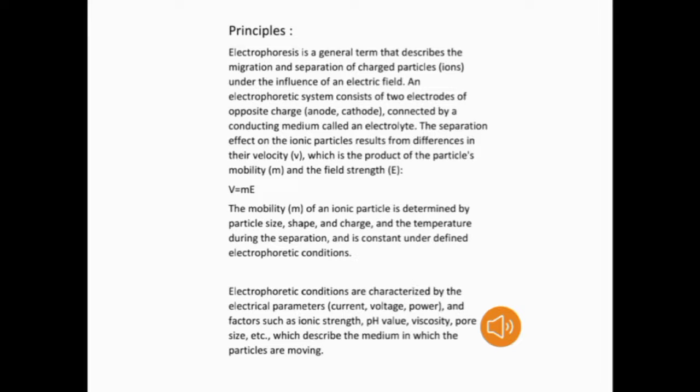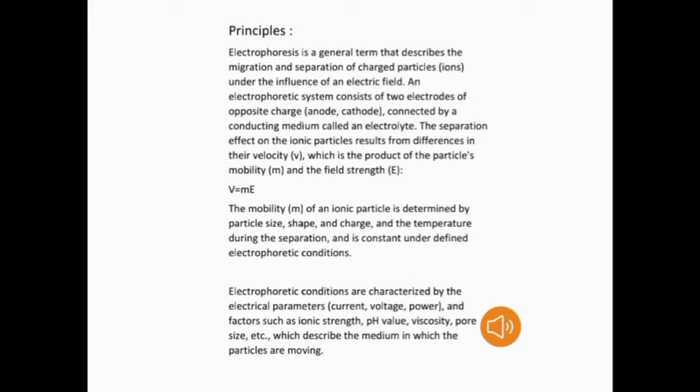Electrophoresis is a general term that describes the migration and separation of charged particles under the influence of an electric field. An electrophoretic system consists of two electrodes of opposite charge, anode and cathode, connected by a conducting medium called an electrolyte. The separation effect on the ionic particle results from difference in their velocity, which is the product of the particle's mobility and the field strength, V equals ME.